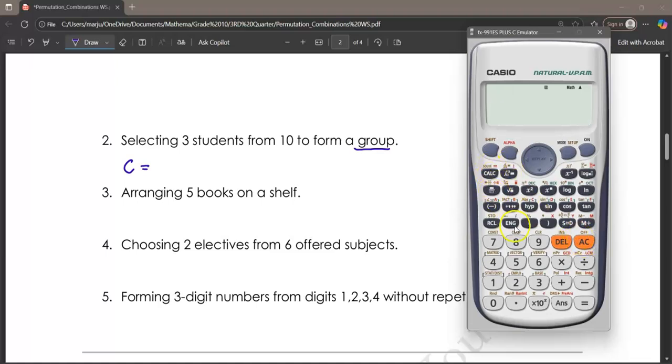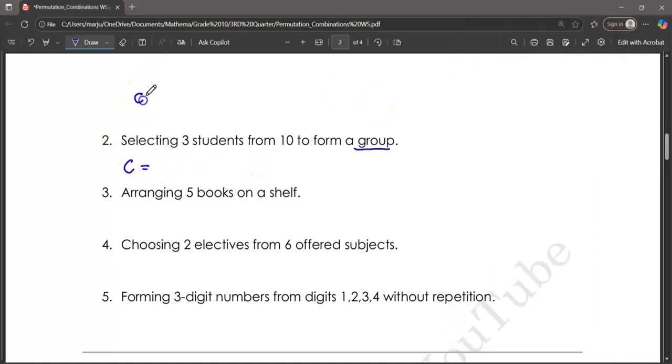So there are 10 students. We have 10, shift C, and then we are choosing 3. That gives us 120. So I'm going to write C, we're choosing 3, that gives us 120.